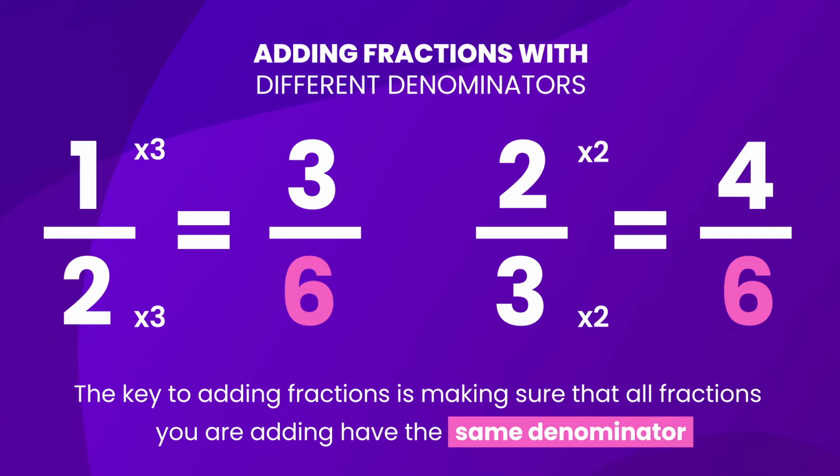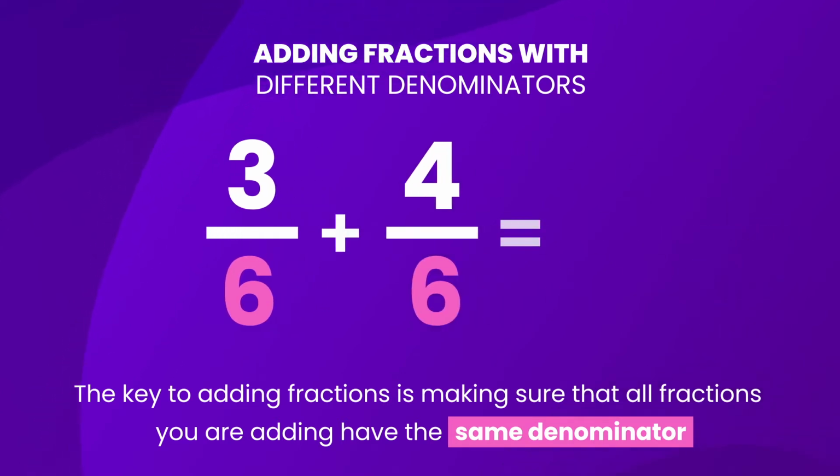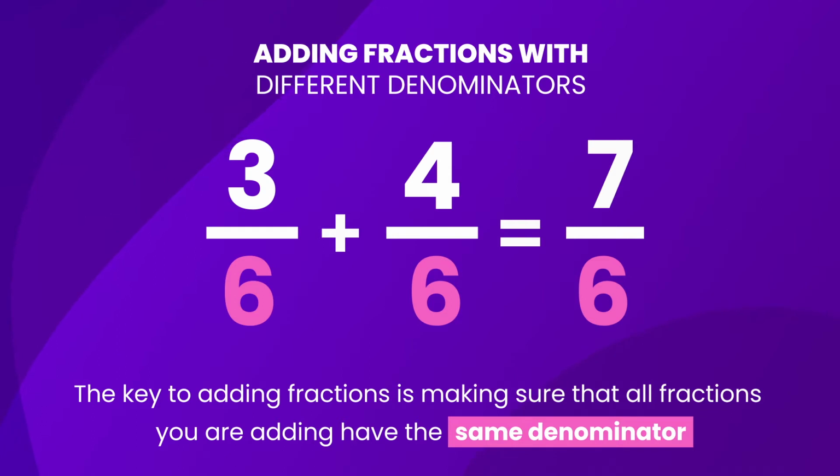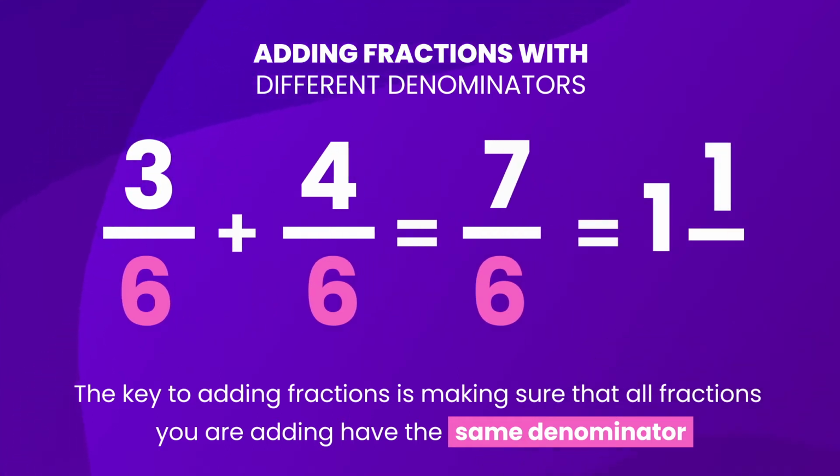And now we know how to add those fractions with the same denominator. So 1/2, we know this is 3/6, plus 2/3, we know this is 4/6. Now we add the numerators for the top of our new fraction, this gives us 7, and we write this over the same denominator as the fractions we are adding, which is 6. This is 7/6. So we now have a top-heavy fraction, which we can write as a mixed number, and this is 1 1/6.